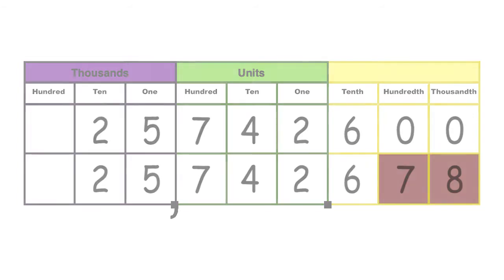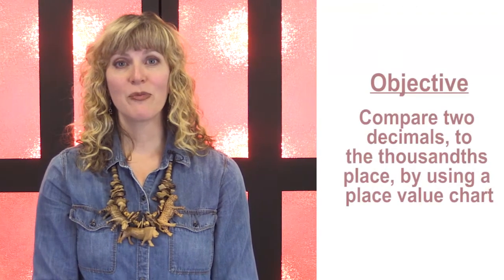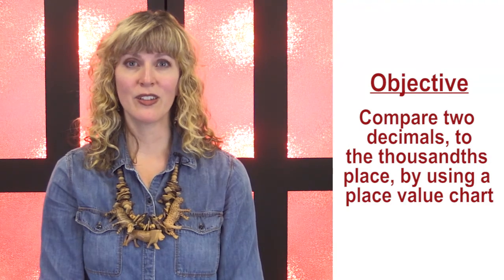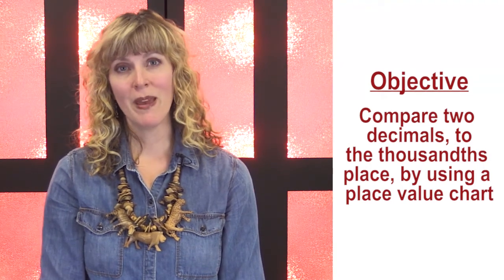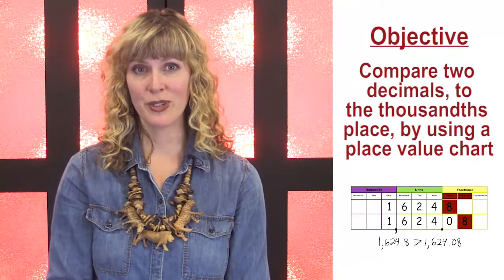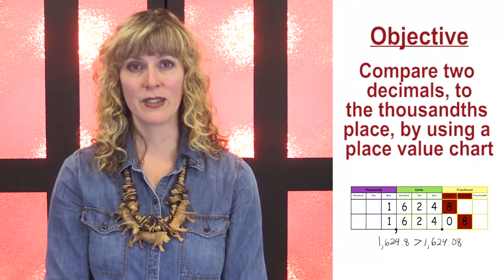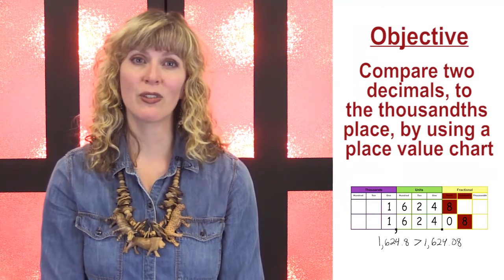The objective for this lesson was to compare two decimals to the thousandths place using a place value chart. We met this objective by learning how to put decimals onto a place value chart by lining up the commas and decimals, then comparing each digit's value to each other.